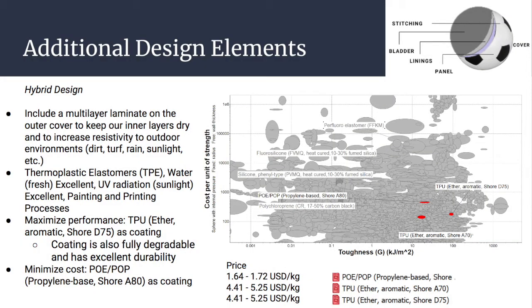For our additional design element, we decided to do a hybrid design. We wanted to include a multi-layer laminate on the outer cover to keep our inner layers dry and to increase the resistivity to outdoor environments. Some of the constraints we used for this graph were that we wanted it to be a thermoplastic elastomer, that the resistivity to water was excellent, the UV radiation resistivity was excellent, and that it had to be a painting and printing process. Based on the results from the chart, to maximize performance, we decided that the TPU was the best option. TPU coating is fully degradable and also has excellent durability. To minimize cost, we would use the POE or POP as a coating.